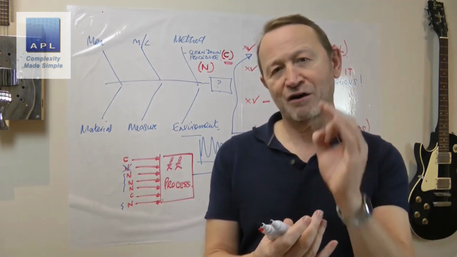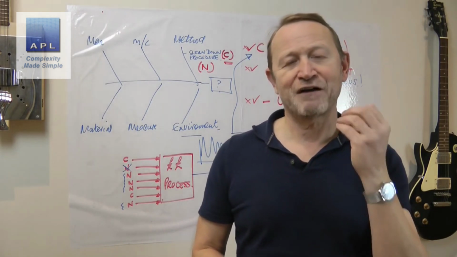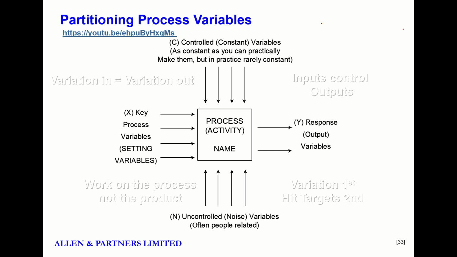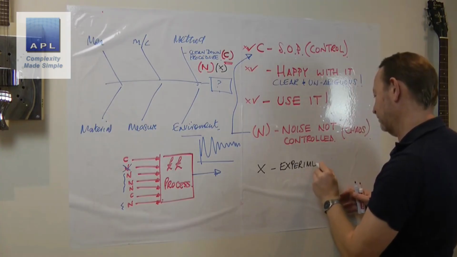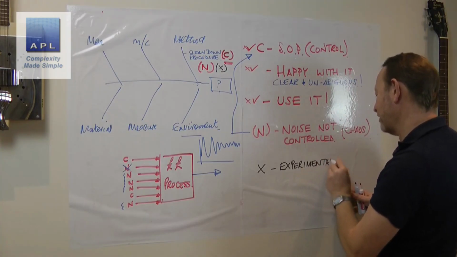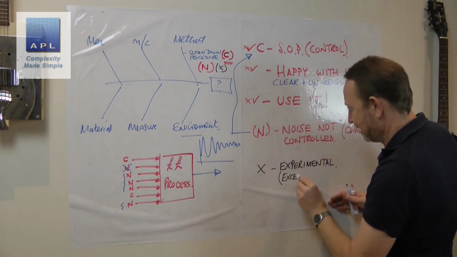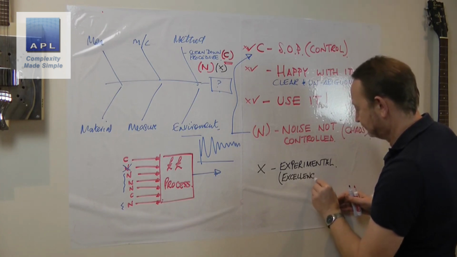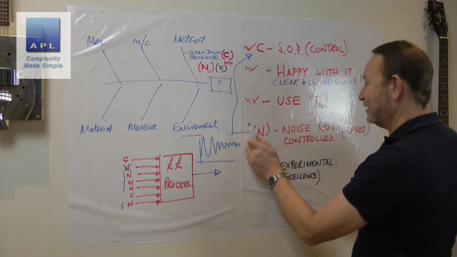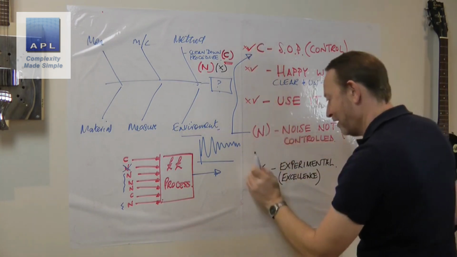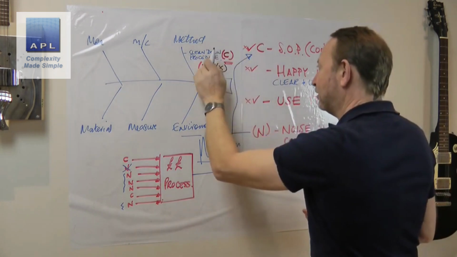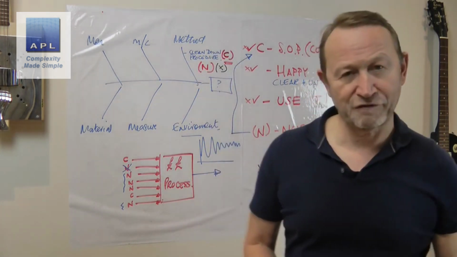And then finally, on that slide 33, you have X. If you put an X next to a variable, X stands for experimental. You are going to do an experiment on your process to understand it better, and this is where excellence lives. So N is chaos, C is control, X is excellence. Predominantly you will see C's and N's on your cause and effect diagram.